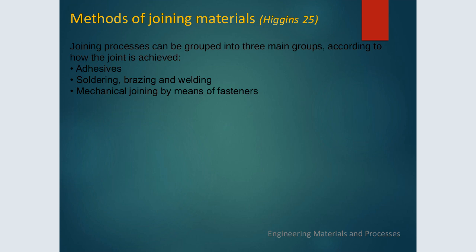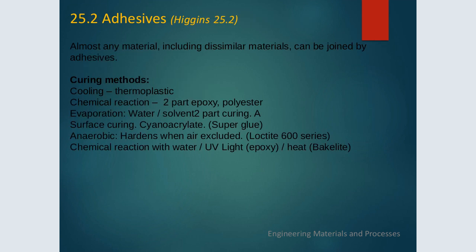As you can see on my screen, I have notes on the methods of joining metals. As we had said, the joining process can be grouped into three main groups according to how the joint is achieved. We have adhesives, soldering, brazing, and welding, which is the electrical method. And we also have mechanical joining by means of fasteners. So today, our major aim is to look at the mechanical joining of metals.